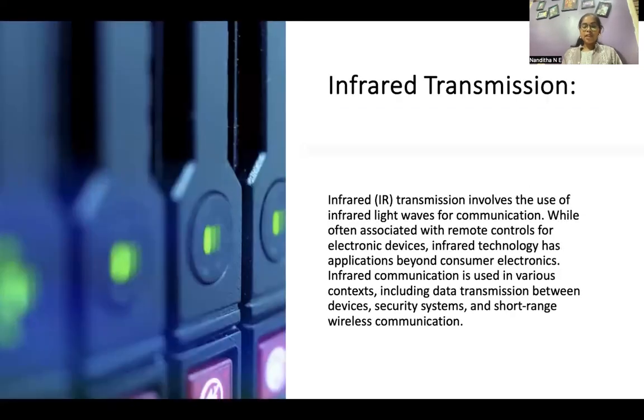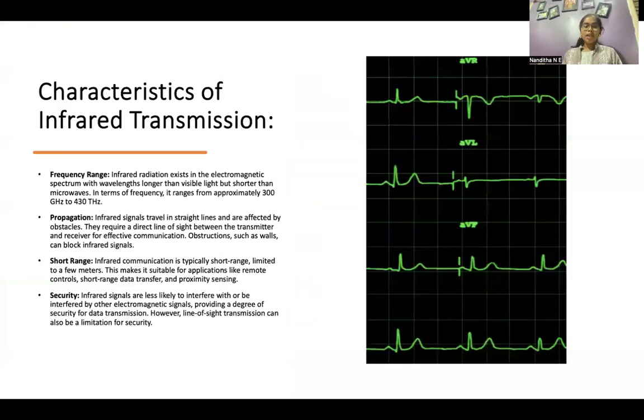Infrared transmission. Infrared transmission involves the use of infrared light waves for communication, while often associated with remote controls for electronic devices. Infrared technology has applications beyond consumer electronics. Infrared communication is used in various contexts, including data transmission between devices, security systems, and short-range wireless communication.